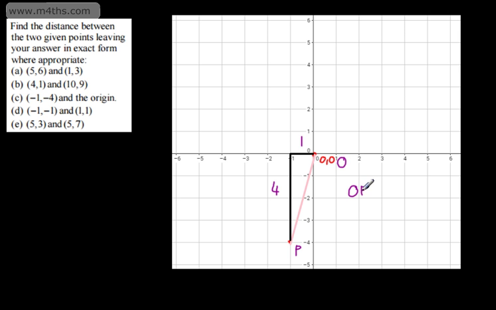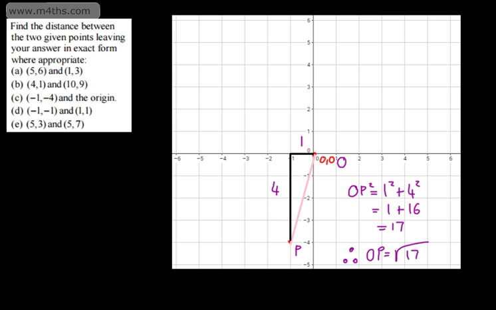So OP squared is going to be equal to 1 squared plus 4 squared, which is going to give us 1 plus 16, which is going to give us 17. Therefore, and there's the therefore symbol, OP will be equal to the positive square root of 17. Root 17 is an exact value. It's what we call a surd, and we would leave it like that. No requirement to write 4 point whatever, it's just left in exact form.